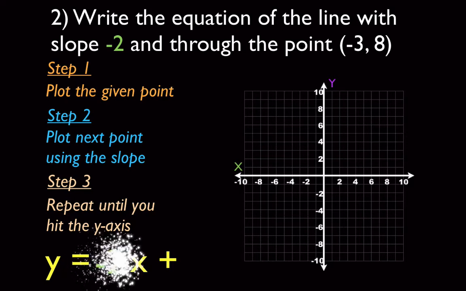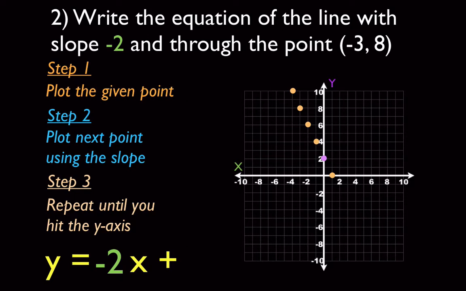Alright, so we know our slope is negative 2, so we can put that in there. We're going to start with our first point, which is at negative 3 comma 8. From there, all I'm going to do is plot my next point up 2, left 1. And once I feel comfortable with that, repeat the process. Again, I'm paying attention to where it hits the y-axis.